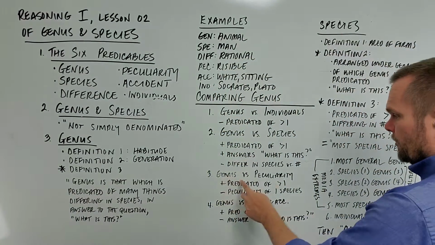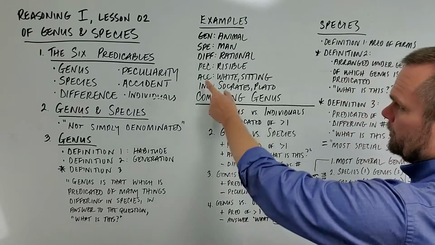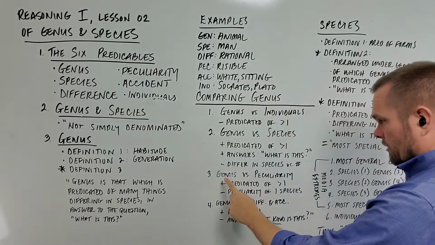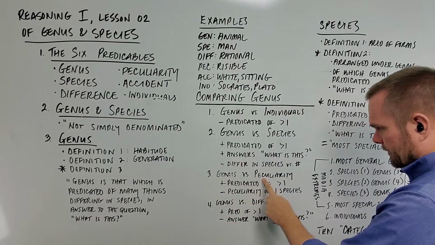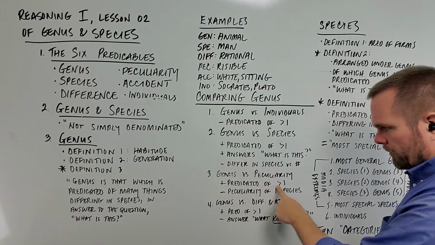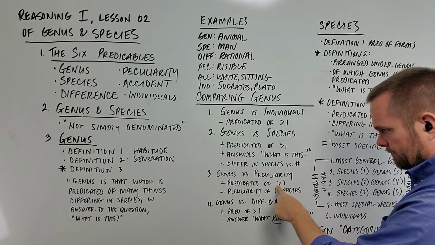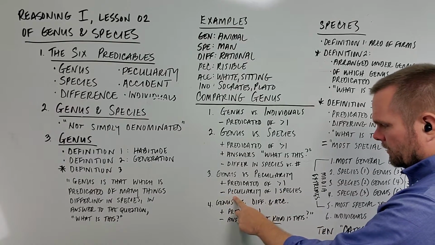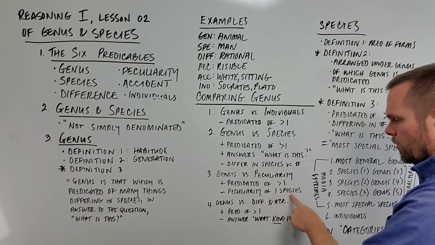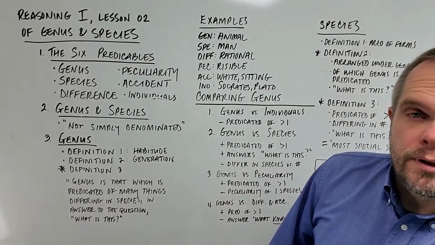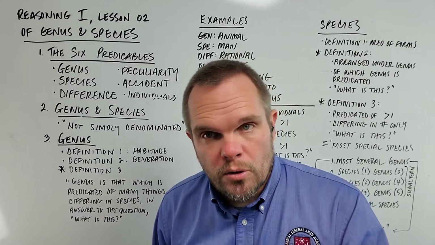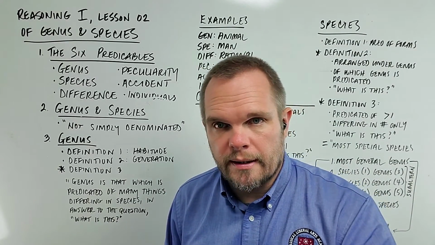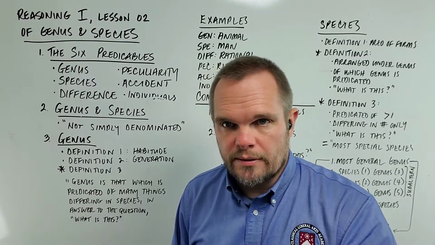Next, genus versus peculiarity. Remember, peculiarity is like able to laugh. Both genus and peculiarity are predicated of more than one thing. Okay? Peculiarity, however, can only be said of one species. Remember, peculiarity is peculiar to one species. So it can only be predicated of one species.